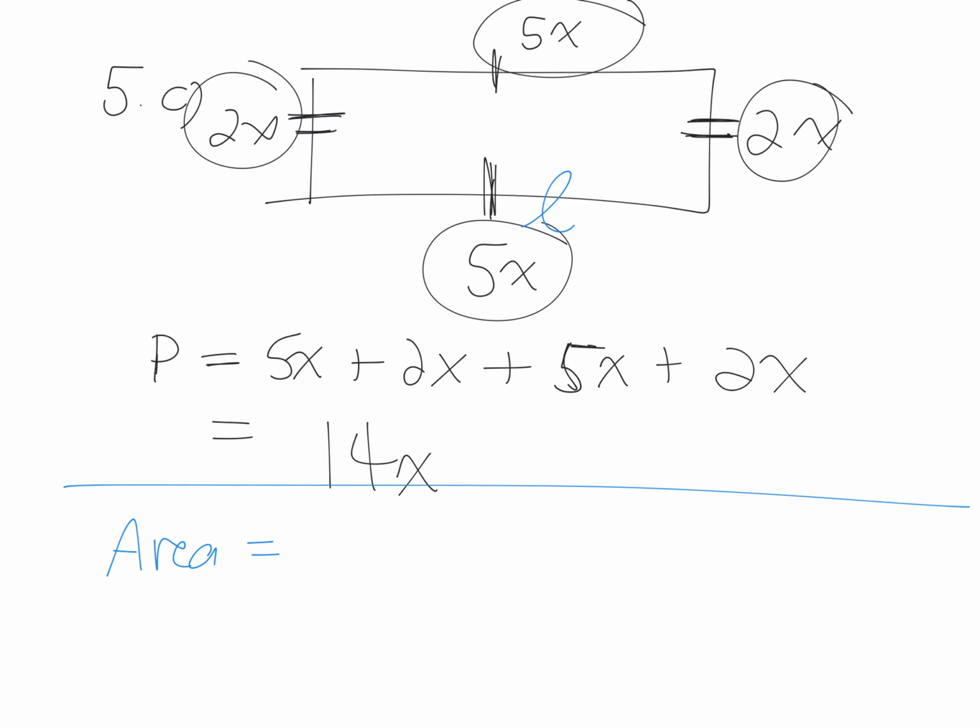Area is length times width. So we have 5x times 2x. Always multiply the numerical part first. You're multiplying. What's 5 times 2? What's x times x? X to the power of 2.